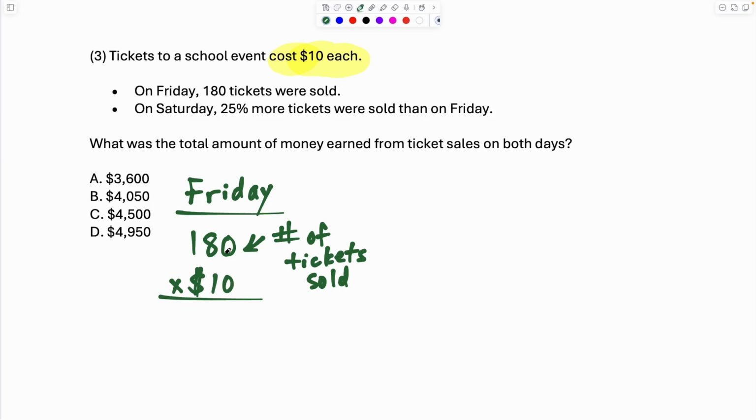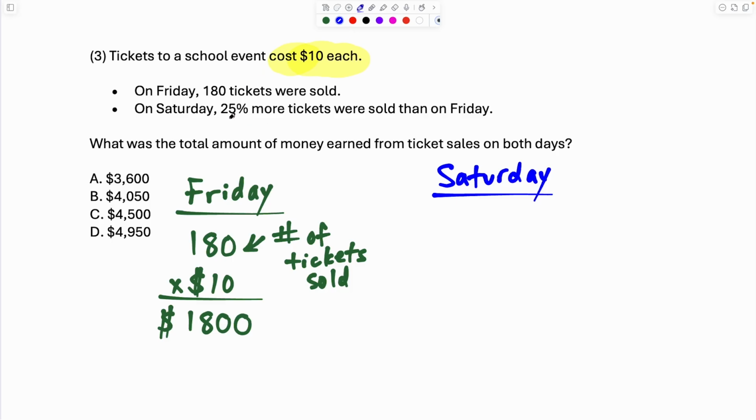When you multiply a number by 10, you just add an extra 0 at the end of the number. So I have 180, I just put an extra 0 to get 1,800, and I'll put my dollar sign here. This is how much money was made on Friday. But we also have to calculate how much money was made on Saturday. Saturday is going to be a little bit trickier to deal with. First we have to find how many tickets were sold on Saturday.